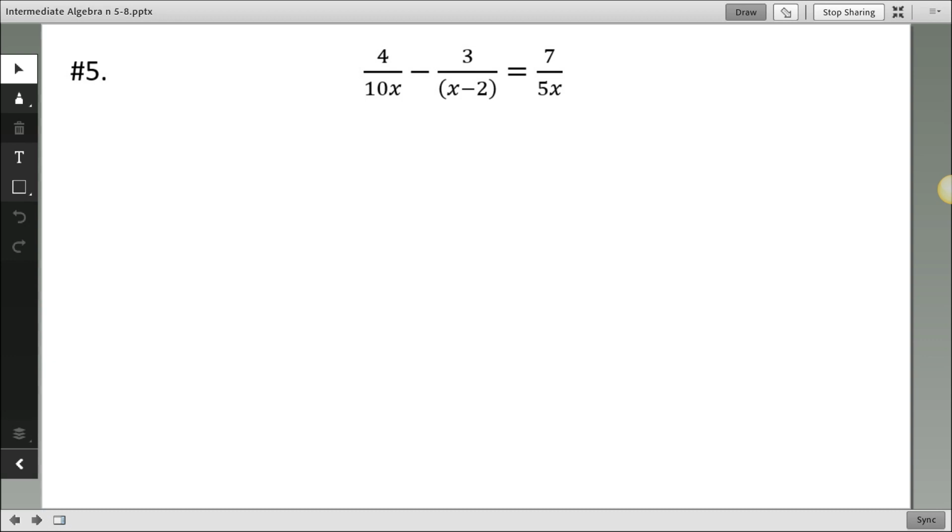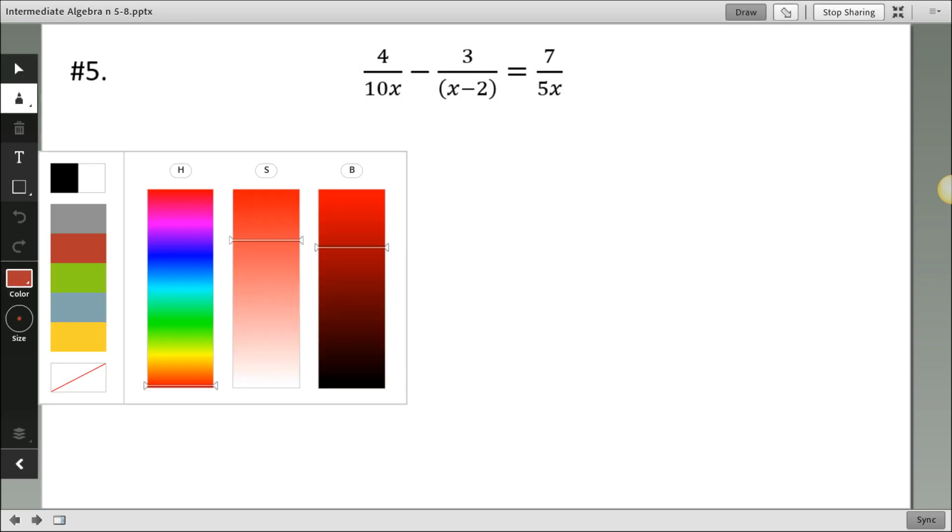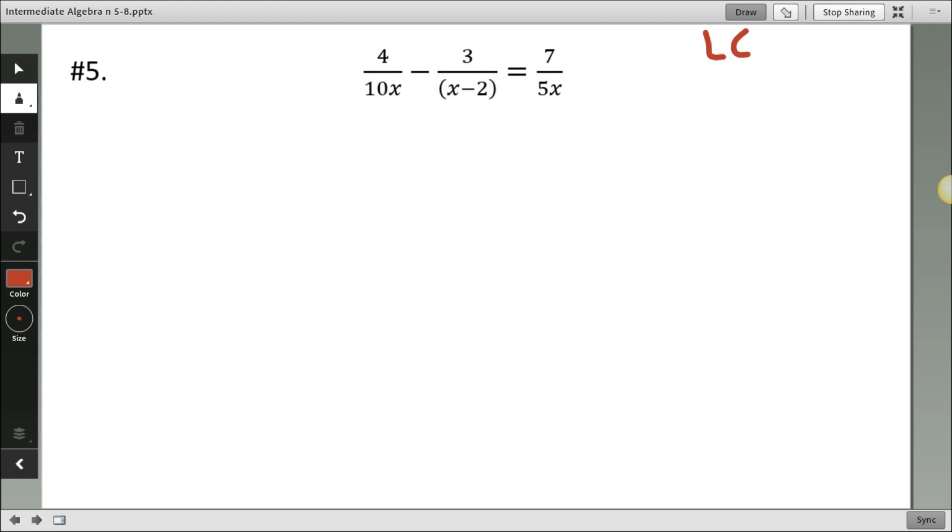So let's take a look at the LCD in this particular problem. The LCD is the most important part of this whole process. Remember, the LCD is a combination of all of the factors in the denominator. So we've got 10x, we've got x minus 2, and we've got a 5x in the denominator, all three of these. So we have to find the multiples that are in common here. So x minus 2 stands out to me because it's a binomial. You can't separate parts of a binomial here, so that has to be part of the LCD.